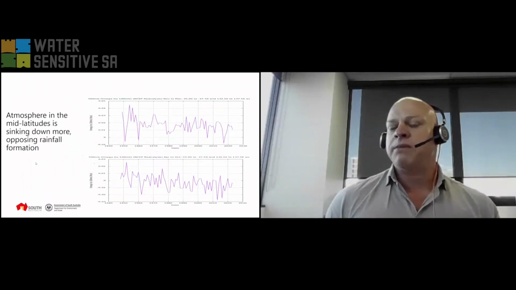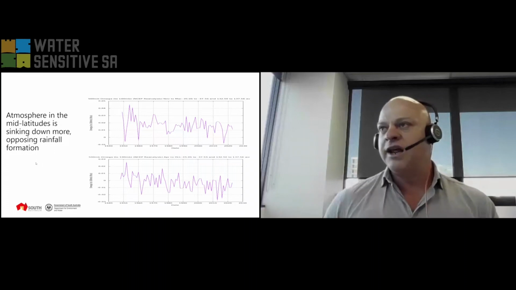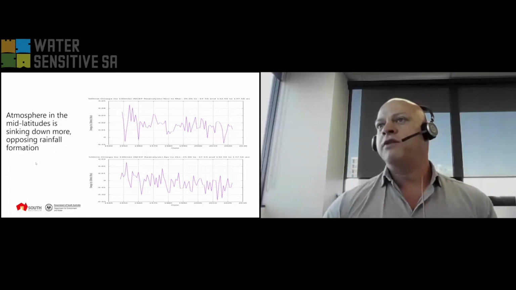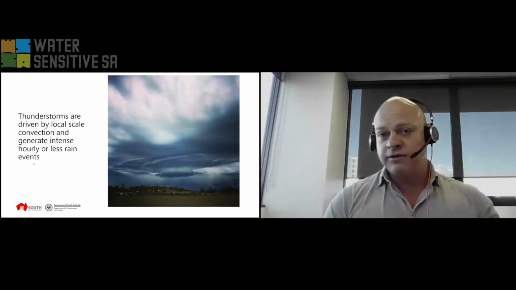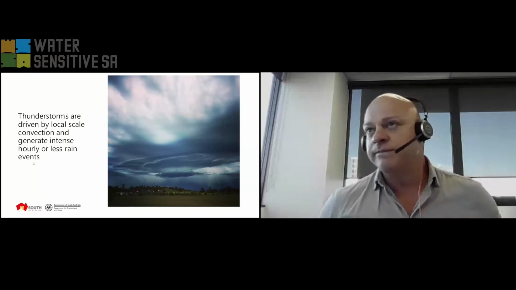So how much is the atmosphere rising up or sinking down? And it's tending to sink down more over the Adelaide region. So it's just highlighting that at that broad scale, we're seeing opposing influences on rainfall changes.